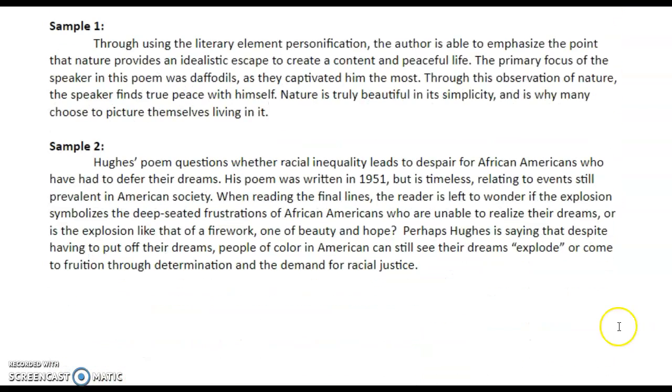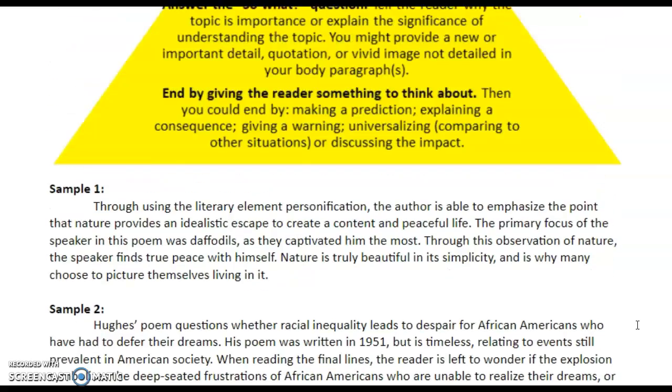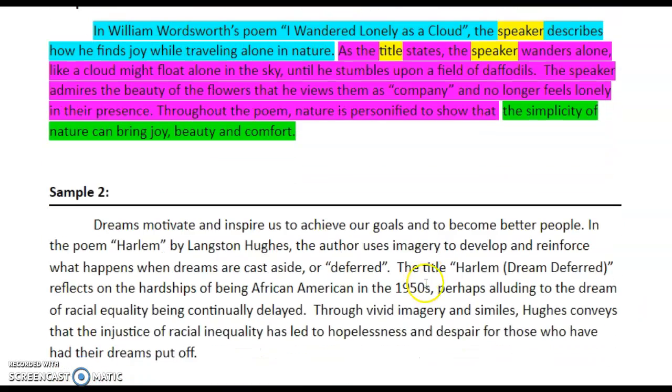Now sample 2 is from that poem by Langston Hughes, Harlem, or Dreams Deferred. And I feel like that definitely opened up more opportunity for a conclusion to relate to society today. And so I wrote this second one. I said, Hughes's poem questions whether racial inequality leads to despair for African Americans who have had to defer their dreams. I actually reworded that from Miss Kelly's thesis in the intro here. Okay, and it was very similar.